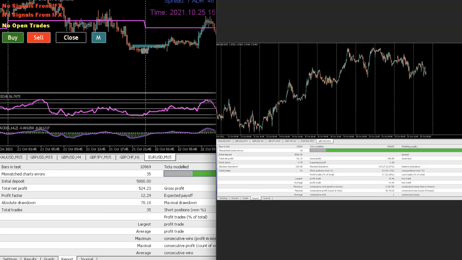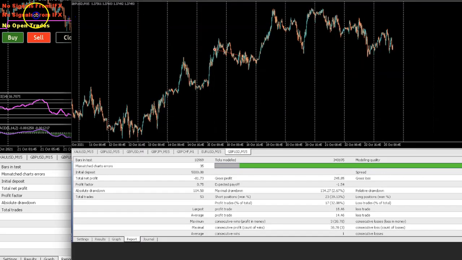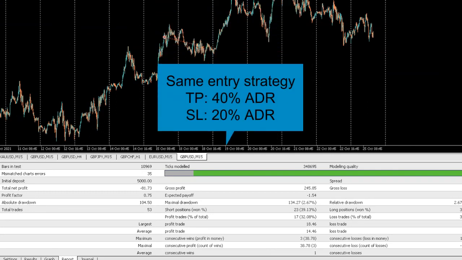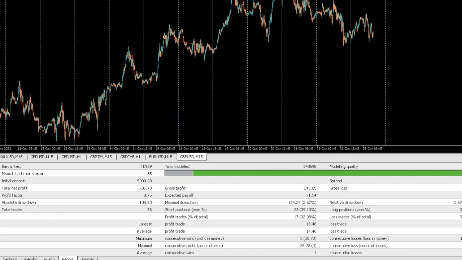Now here's the difference of using a stop loss. I used the same strategy, but with no averaging: 40% take profit of ADR and 20% stop loss. Pretty much 2 to 1, right? People like that. We want 2 to 1 on a trade. If we lose 20%, we want to be able to gain 40%. Okay, nice. And look what happened.